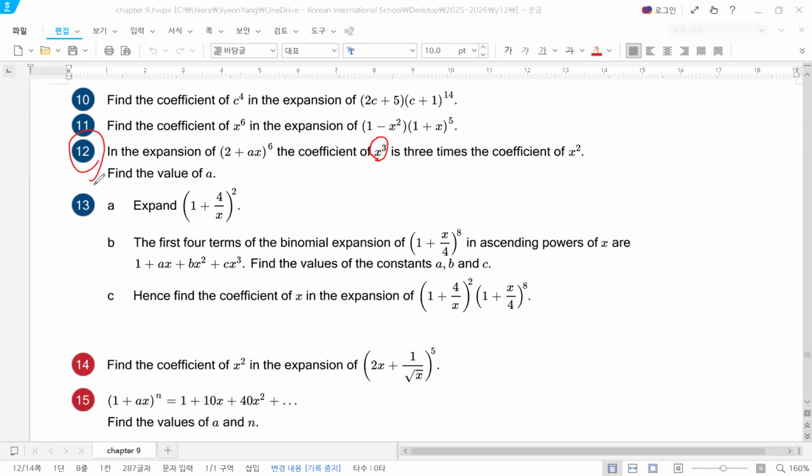Let's solve this. Let's read this question again. In the expansion of (2 plus ax) to the power of 6, the coefficient of x cubed is 3 times the coefficient of x squared.